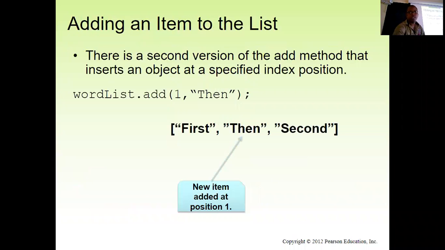Adding an item to the list. There's a second version of the add method where you can actually insert the item at a specific position. So here we have an ArrayList, which we can then use the add method on. We tell it where we want it to be added and what is to be added, and notice it inserts it here in the list.